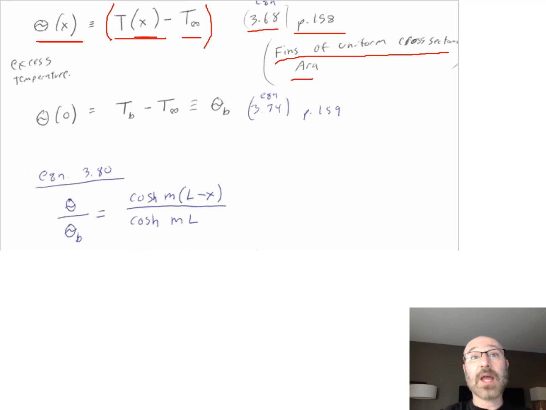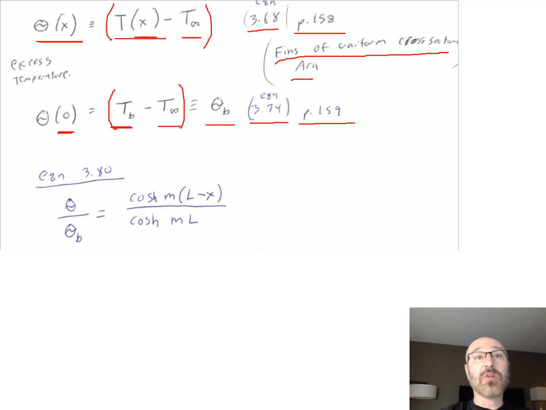Now for the case where x is equal to 0, right at the base interface, that's where we have T sub b minus T infinity, because when x is equal to 0, if we look back at our diagram, that is where we have our T sub b. So this will be T sub b minus our surrounding fluid temperature, T sub infinity, and this is expressed by theta sub b. And this comes from equation 3.74 on page 159 of our text.